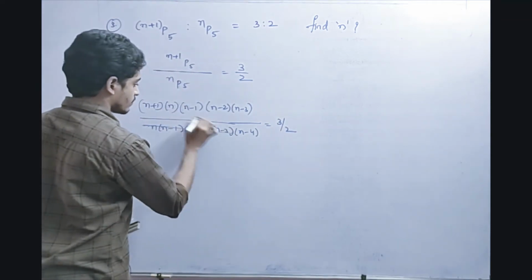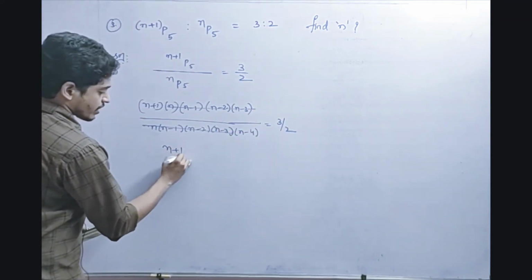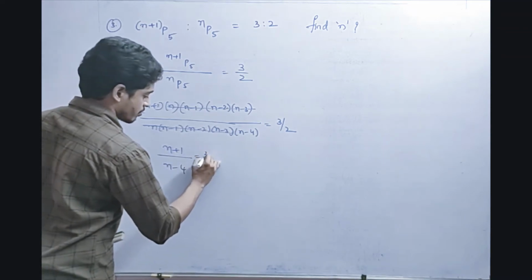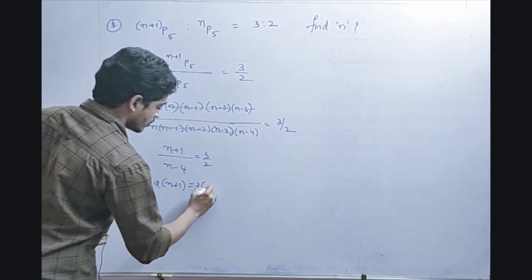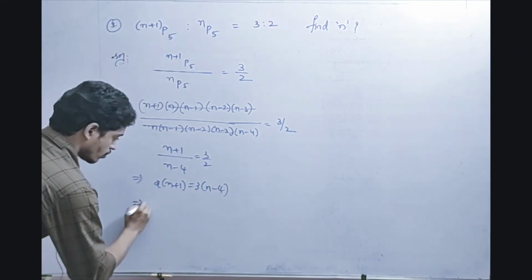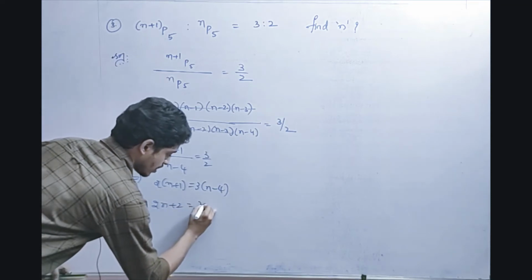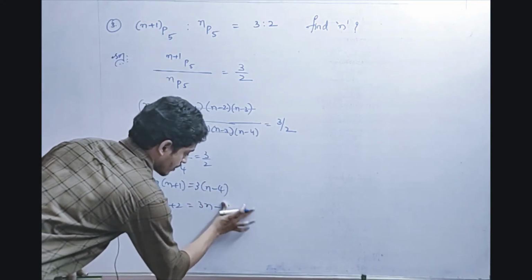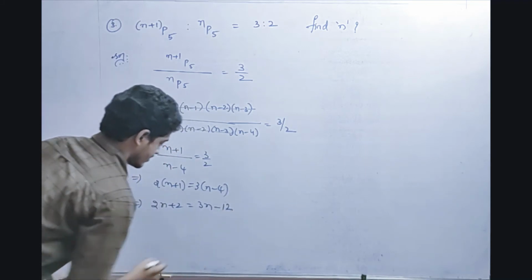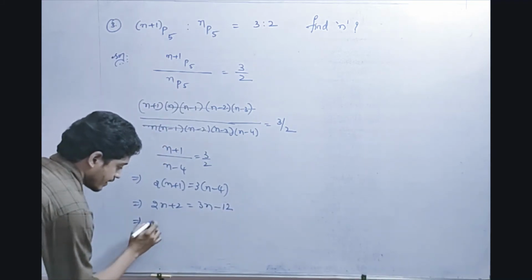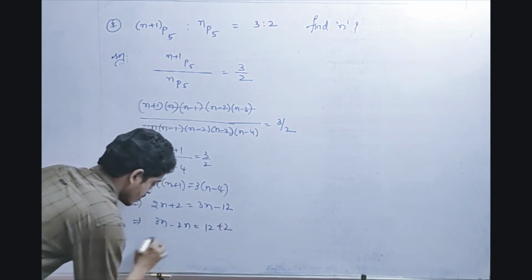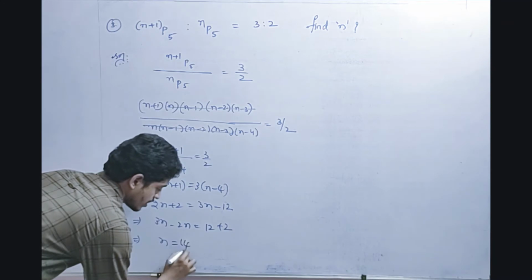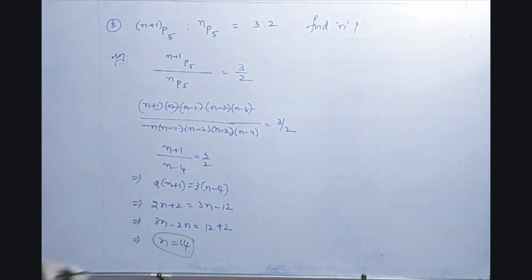So these 4 terms get cancelled. So (n plus 1) by (n minus 4) equals 3 by 2. So what will it become? 2 into (n plus 1) is equal to 3 into (n minus 4). Yes or no? So 2n plus 2 equals 3n minus 12. Right? So how can I write 3n? This 2n goes to that side, and 12 plus 2. Yes. So n equals 14. So this is the way to find the n value. Fine. Right. Go through this.